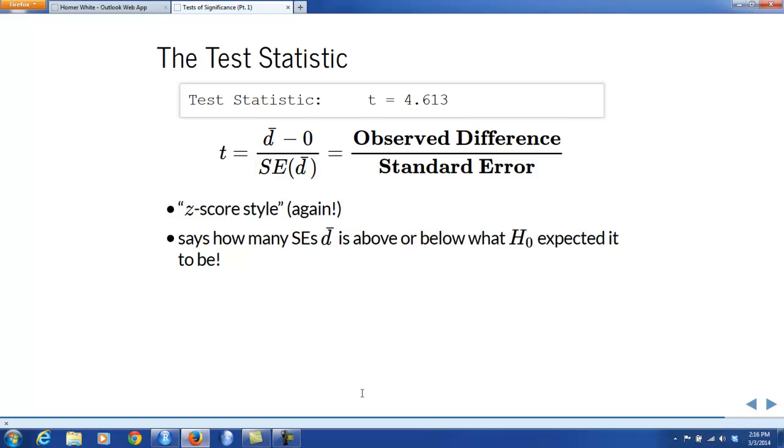Now the test statistic for a mu d situation is again defined in z-score style. It's the d bar you actually got minus what the null expects the d bar to be, divided by the standard error for d bar. So once again, it's an observed difference between your results and what the null was expecting as compared to the standard error for those results. Z-score style again. What's really important to remember is that your test statistic says how many standard errors d bar is above or below what the null hypothesis expected it to be. It was indeed more than 4 standard errors above what the null was expecting.